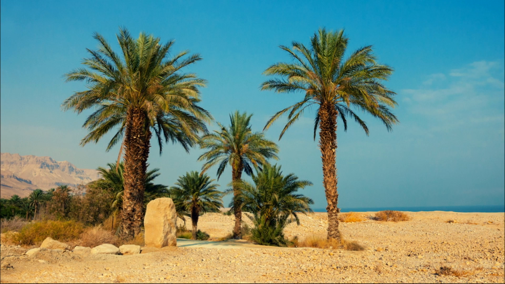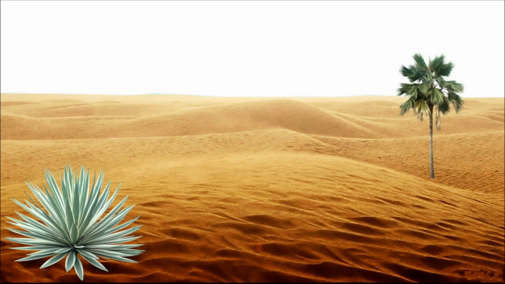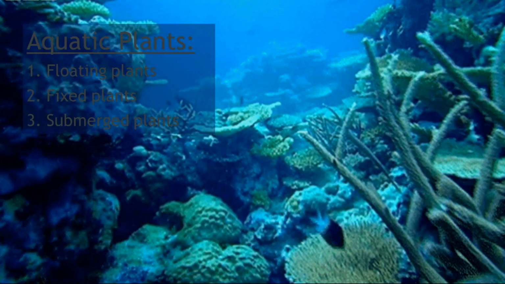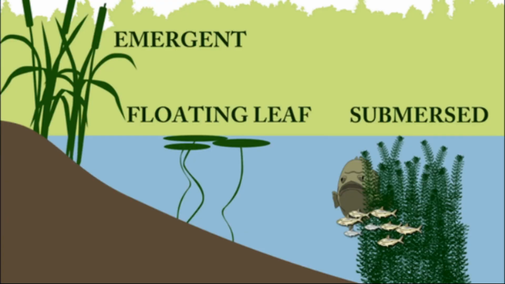The plants growing in desert areas require very little water. They can store the little water that they get. Cactuses and date palms are examples of plants that grow here. Plants in plains. The plants that grow in the plains need lots of water. Aquatic plants are of three types: floating plants, fixed plants, and submerged plants.